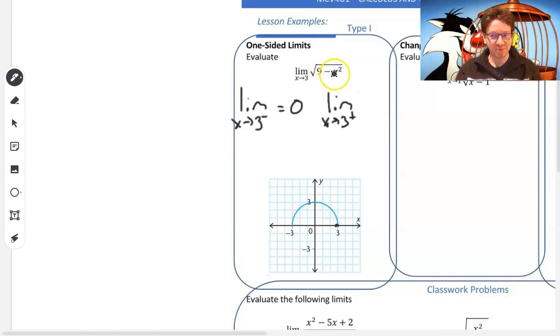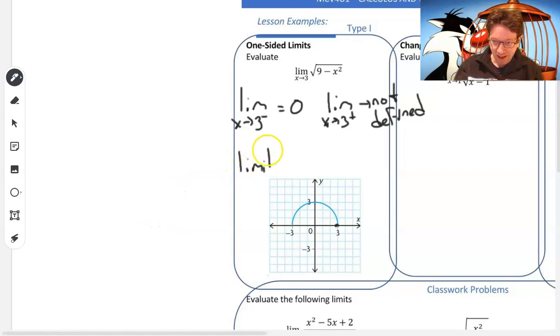If you were to plug in something greater than 3 for x, you're going to get a negative number under the square root. So this limit is not defined. And what we learned about limits is if the limit coming from the left is not the same as the limit coming from the right, then the limit does not exist. So in this case, the limit does not exist.